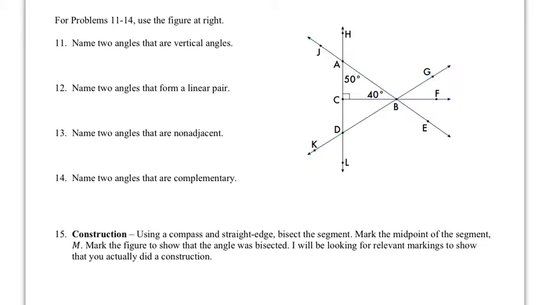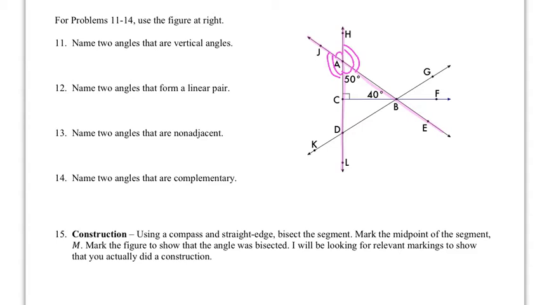Let's do another one. How about this one? JAH. Well, look, here's an opposite ray to ray AH, and an opposite ray to AJ. So those 2 are vertical angles. So that would be this one and this one. Oh, you could also say this one and this one.